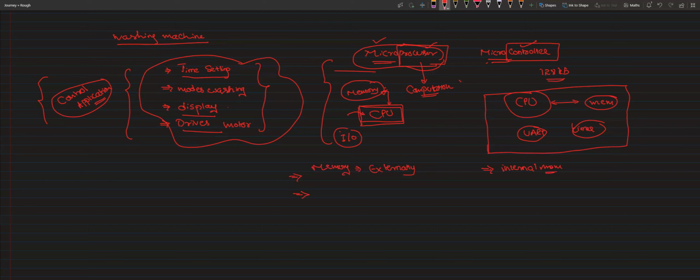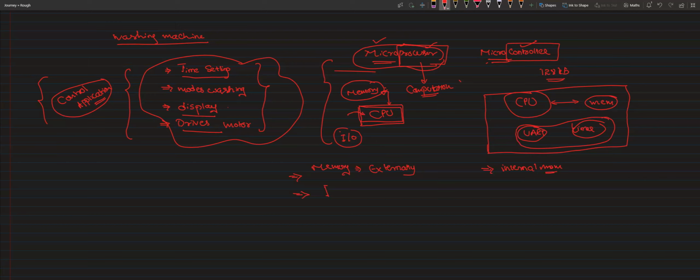So here in the microprocessor, the interfaces like UART and timer are external, right? Whereas here, all the interfaces, which we call interfaces or peripherals, are internal to the microcontroller, right?